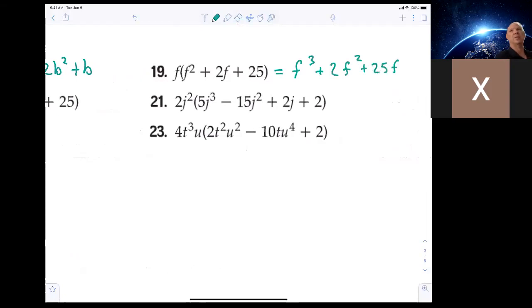I like it. You accidentally said cubed. I know you meant squared. I know you did. All right.